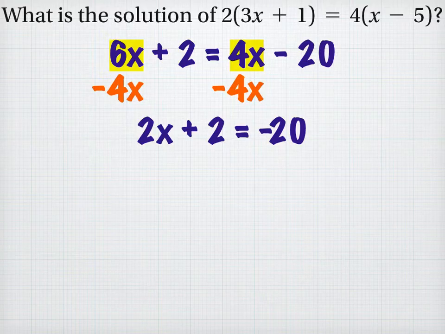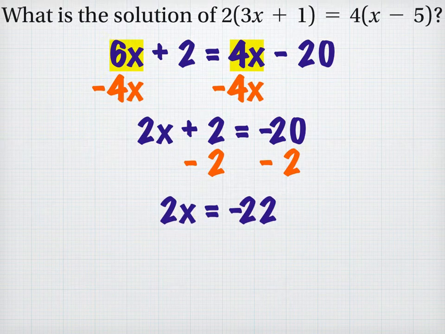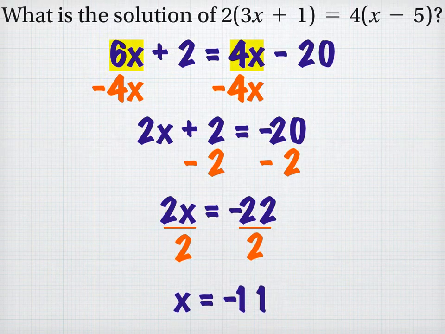Make sure that you keep that a negative 20. The subtraction sign becomes the negative. Now it's a two-step equation. I'm going to solve it by subtracting 2 from both sides, which gives me 2x equals negative 22. Divide both sides by 2, and you get x equals negative 11.